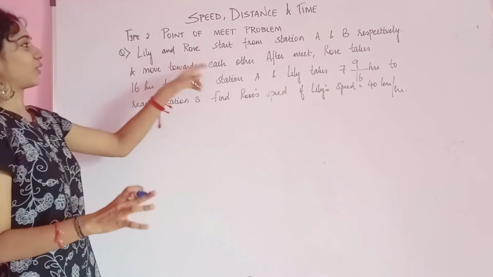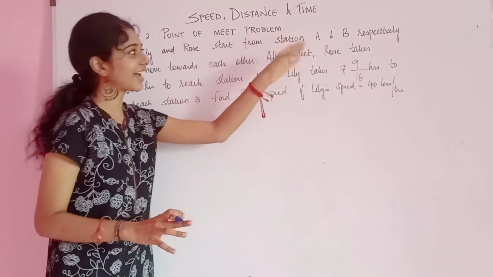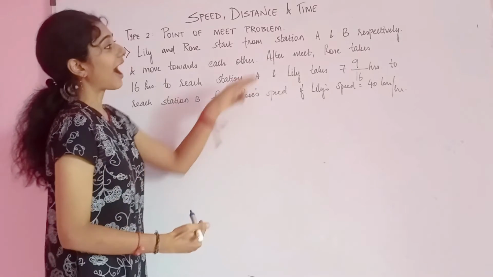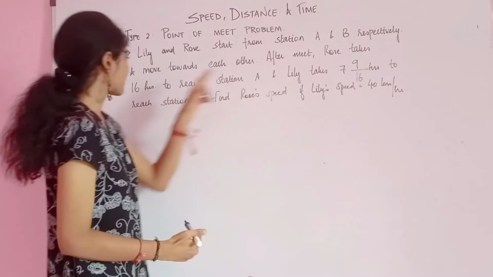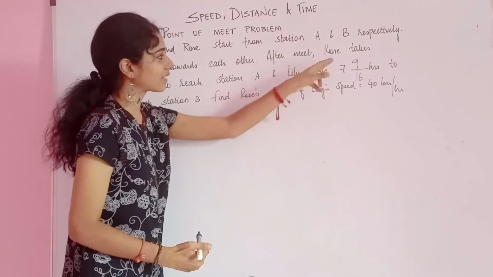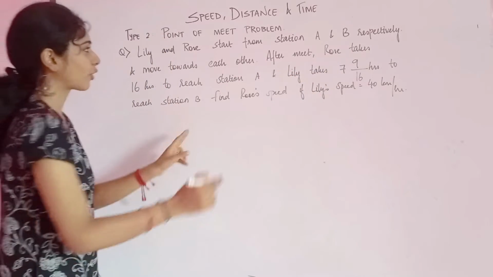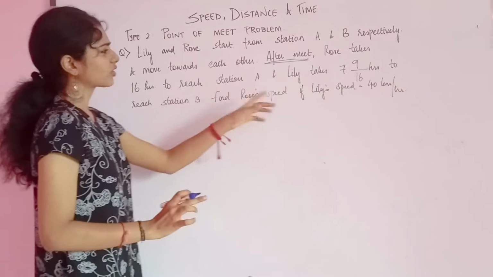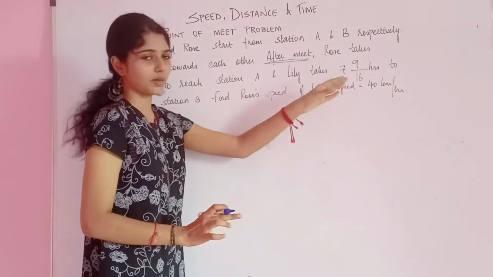So, Lily and Rose start from station A and B respectively and move towards each other, alright? But after meet, Rose takes 16 hours to reach station A and Lily takes 7 9/16 hours to reach station B. So the point is after meet, alright? That is the key point. Find Rose's speed if Lily's speed is 40 km per hour.